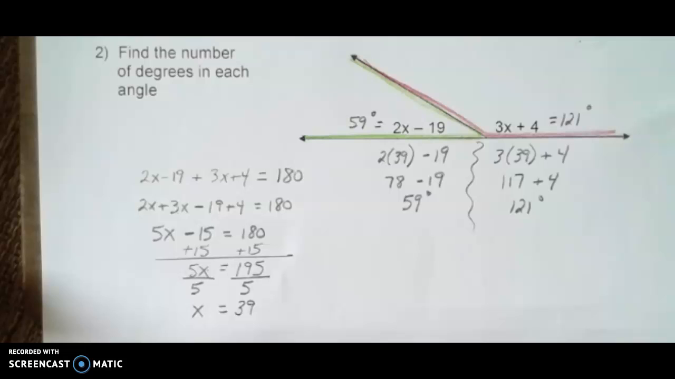So again, make sure you look at your picture, determine what kind of angle relationship you're working with. Are they complementary angles that add up to 90 degrees because they make a right angle? Or are they supplementary angles that add up to 180 degrees because they form a straight angle? Look carefully at your pictures. Feel free to use colored pencils to help.